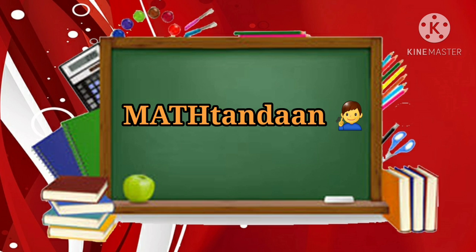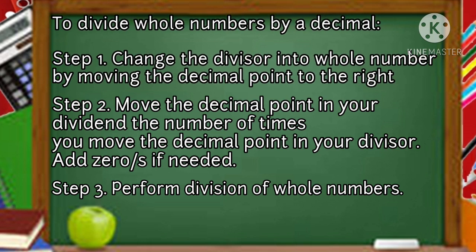Mas tandaan. Divide whole numbers by a decimal. Step 1. Change the divisor into a whole number by moving the decimal point to the right. Step 2. Move the decimal point in your dividend the number of times you moved the decimal point in your divisor. Add a 0 or zeros if needed. In step 3, perform division of whole numbers.